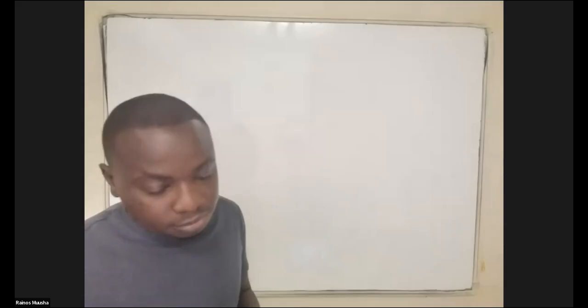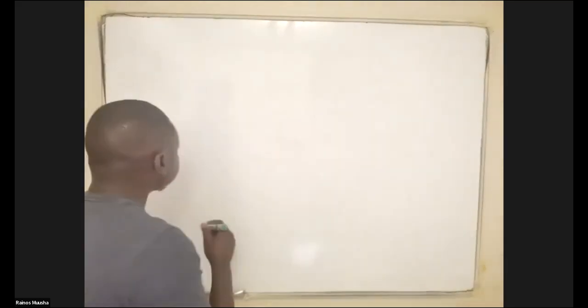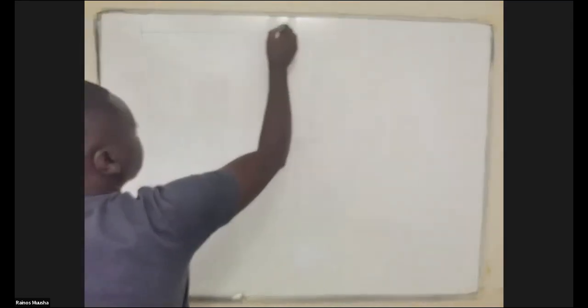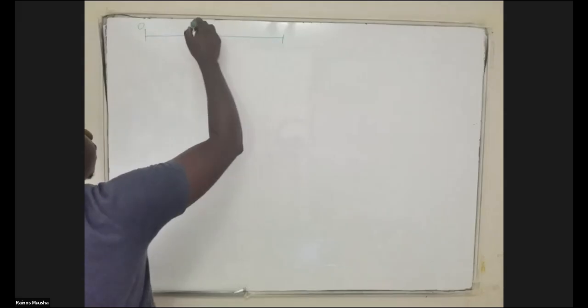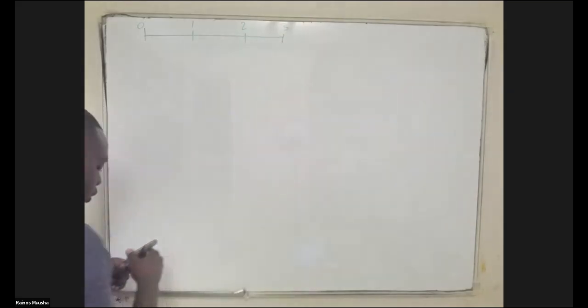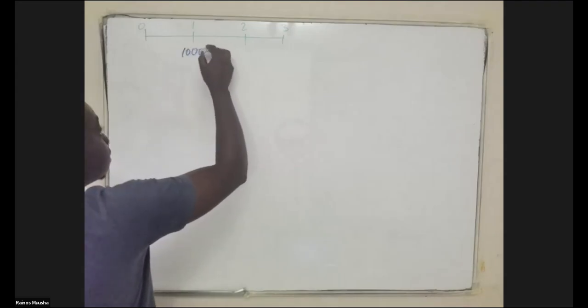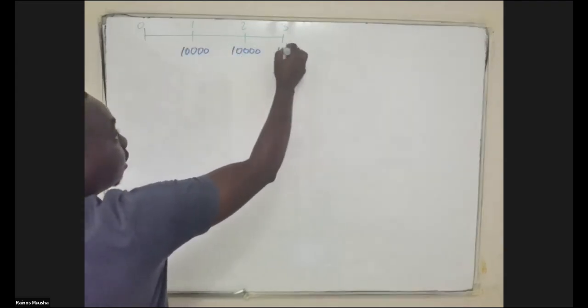So remember, the definition of an annuity is a series of equal periodic cash flows. Let's say, for example, you have periodic cash flows over a 3-year period. So over years 1, 2, 3, you are expecting a periodic cash flow of, let's say, 10,000, 10,000, and 10,000.